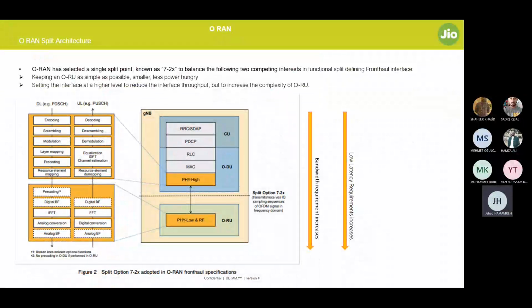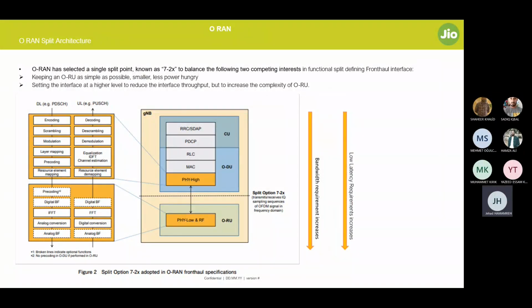Open RAN has selected a single split point known as 7.2x. In 5G, the standard defines the possibility of adopting different splits. What we mean by split is putting certain functionalities of the stack in certain boxes and providing them as a solution. You are free to choose any split you want based on your requirements, features, and the things you are going to be deploying.